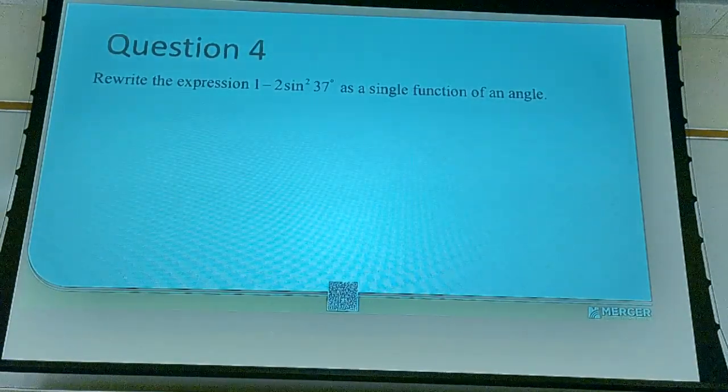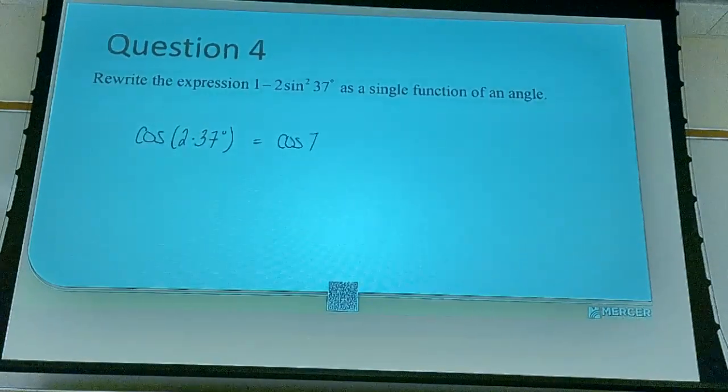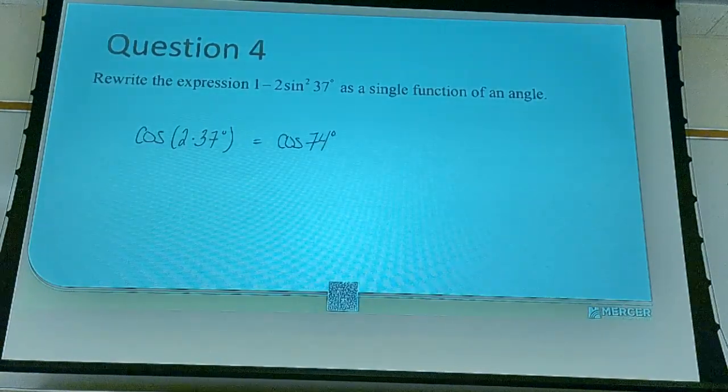1 minus 2 sine squared 37 degrees. 1 minus 2 sine squared of theta is cosine of 2 times theta. Twice the 37 is 74. That's cosine 74 degrees.